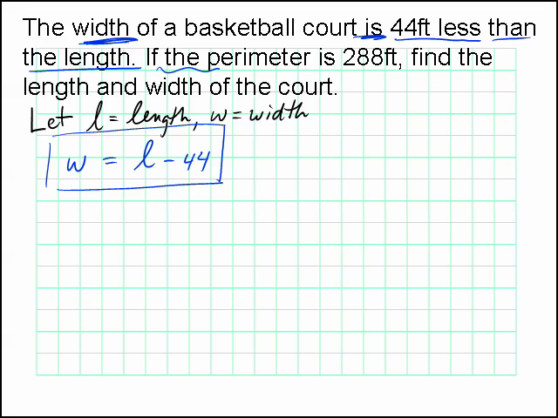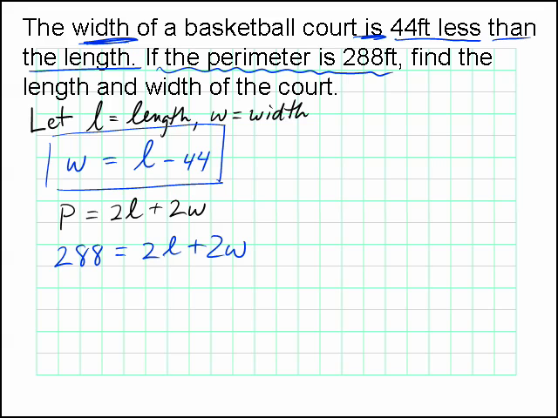In the next sentence we have the perimeter is 288 feet. Now, since we're dealing with a rectangle, we know that the perimeter of a rectangle is the distance all the way around, which is 2 lengths plus 2 widths. And since the perimeter is 288, they tell us, we have the equation 288 equals 2L plus 2W. And there's my second equation.